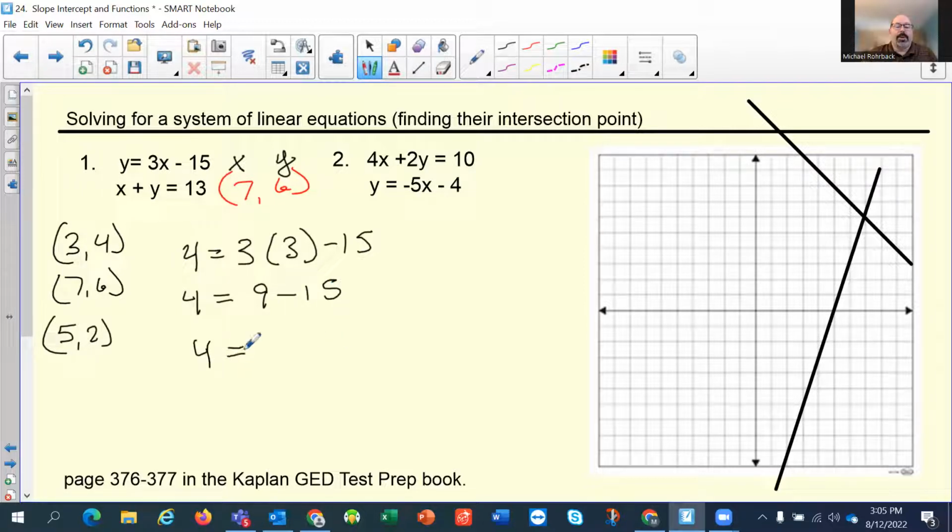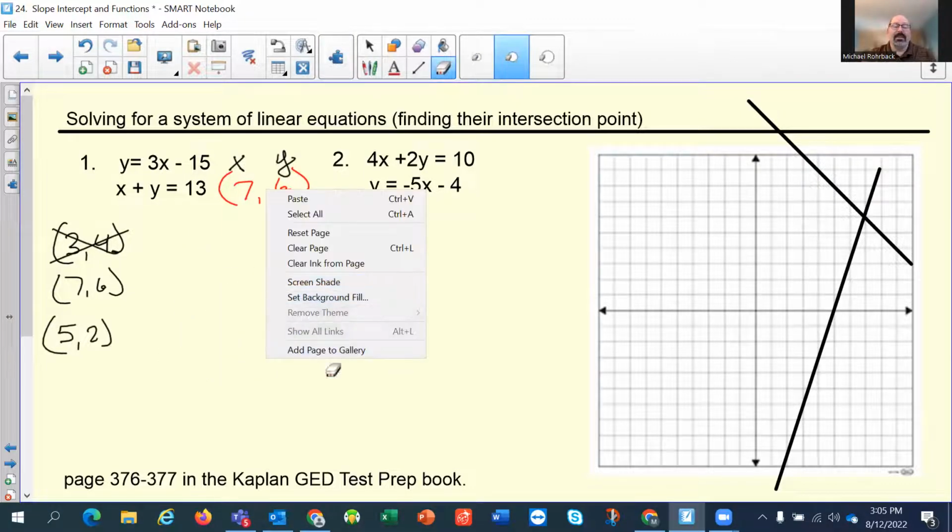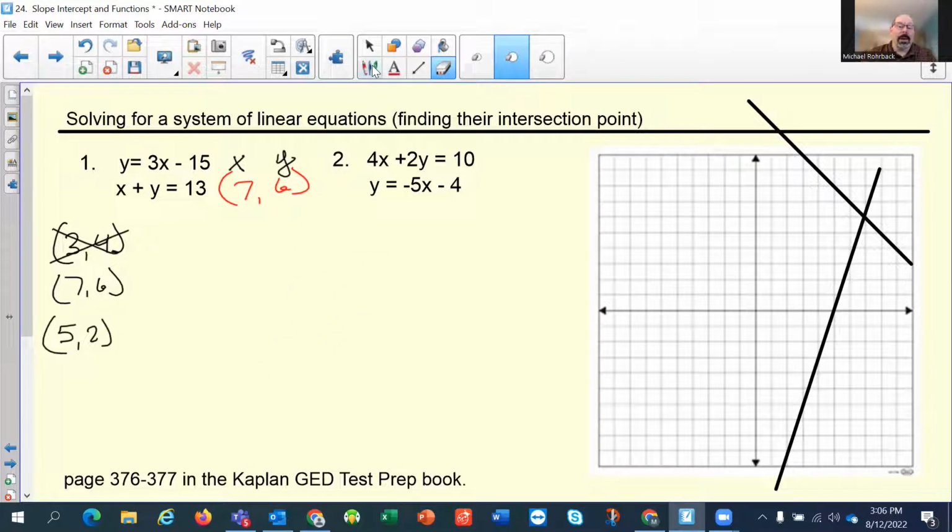Well, 4 does not equal 9 minus 15 because 9 minus 15 is negative 6. So you can immediately eliminate that answer. That didn't take very long, right? You might have even been able to do that in your head if you've been doing math for a couple semesters maybe. All right, so let's try the same thing with the 7, 6.